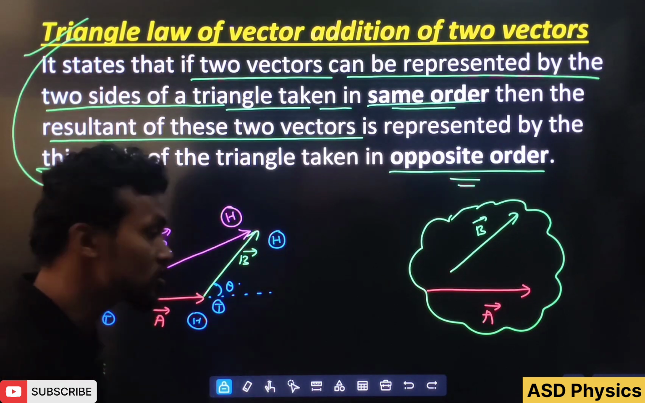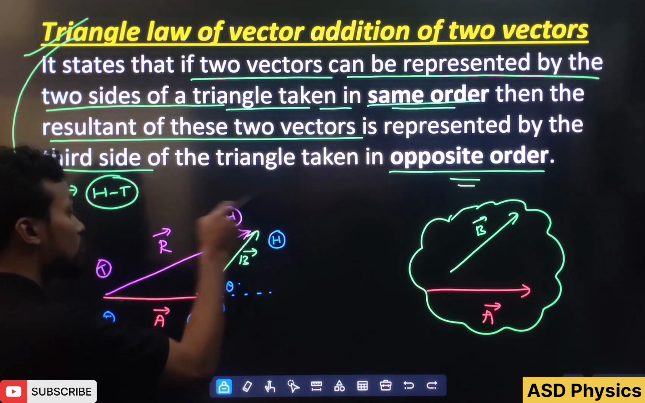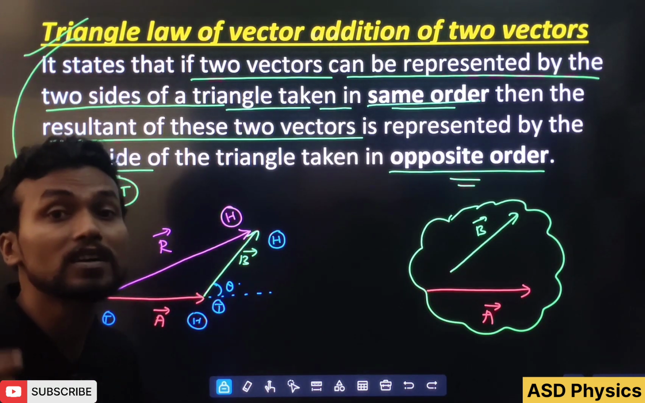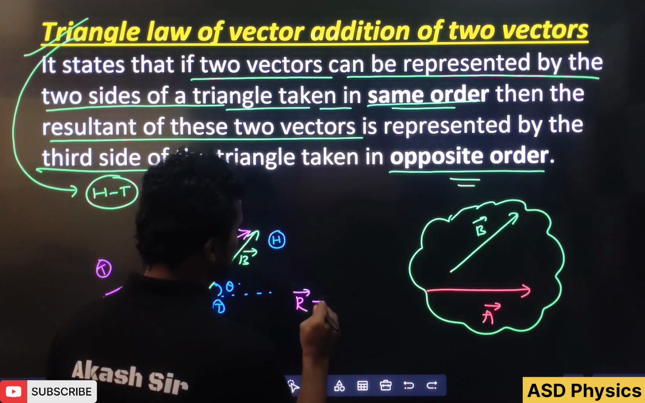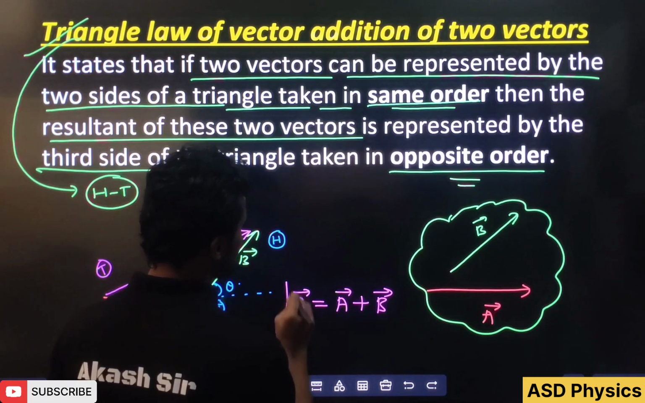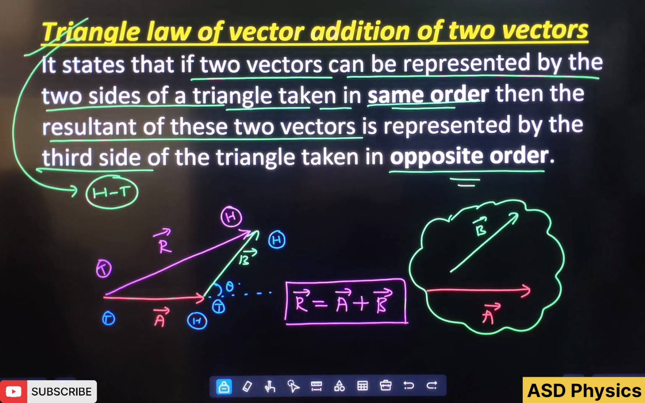Again, why opposite order? See, tail, head: A and B are in the same order. But instead of tail and head, head and tail is coming. That means vector R is in the opposite order. And here, students, this vector R is given by vector A plus vector B. This is the resultant. Vector R equals vector A plus vector B.